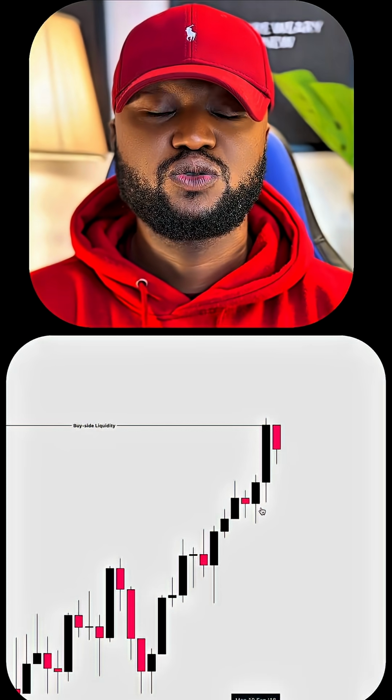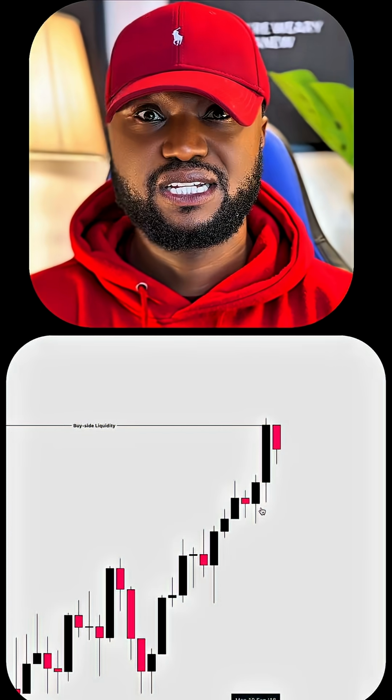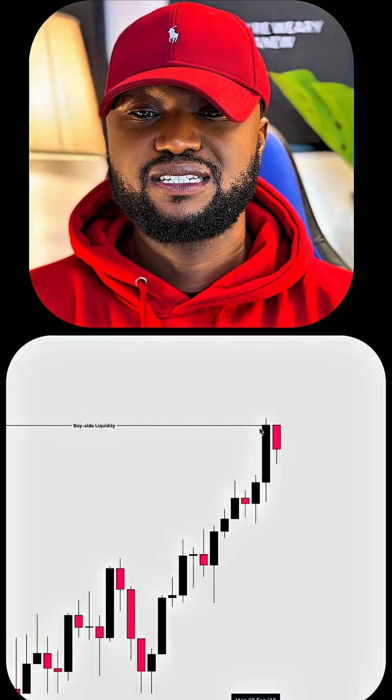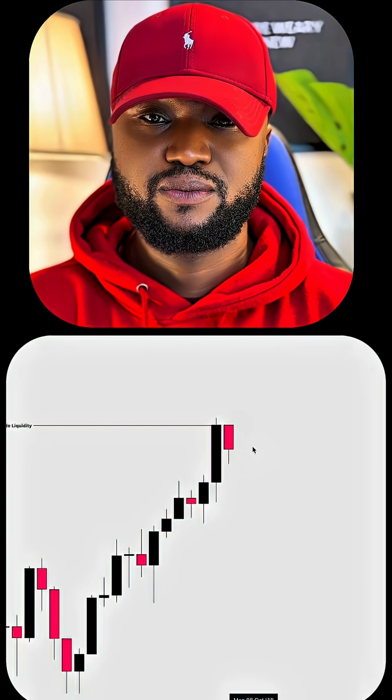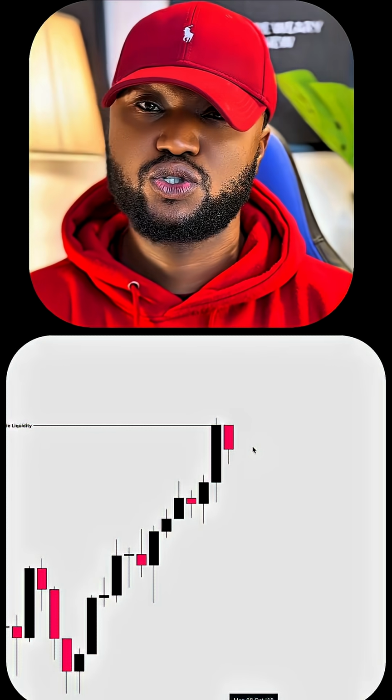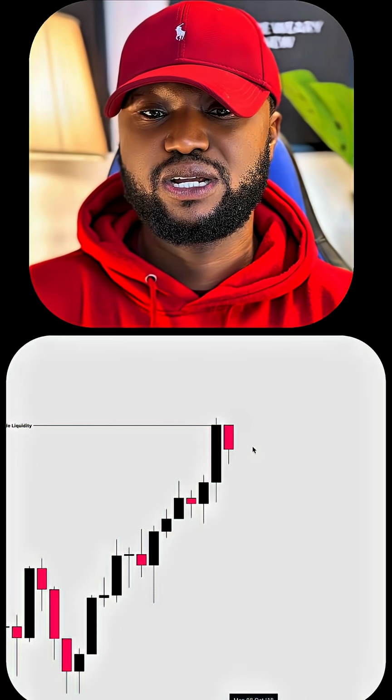The next thing to do is to prepare yourself for an entry, especially if you're a swing trader, because this is happening on the weekly time frame. All I have to do is to drop down to the 4-hour time frame and look for a shift in market structure bearish and take the trade in that direction.